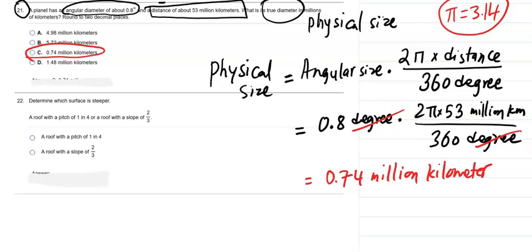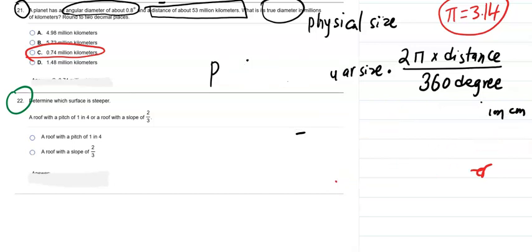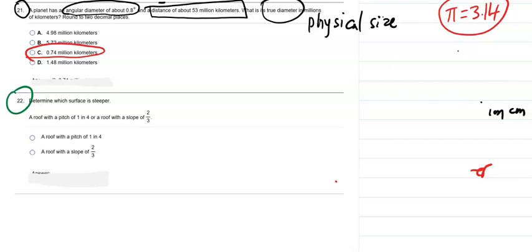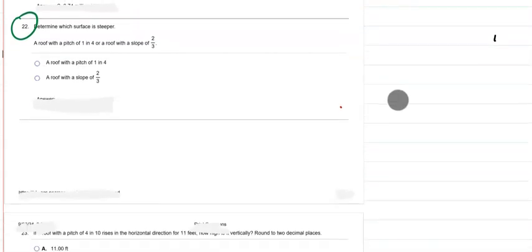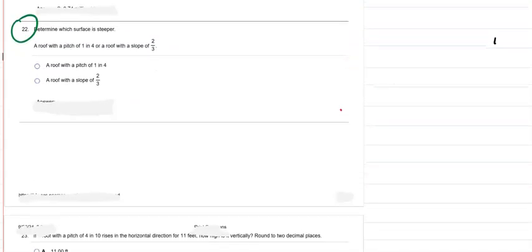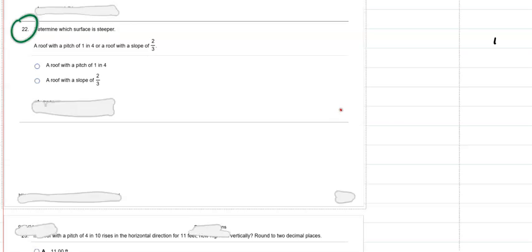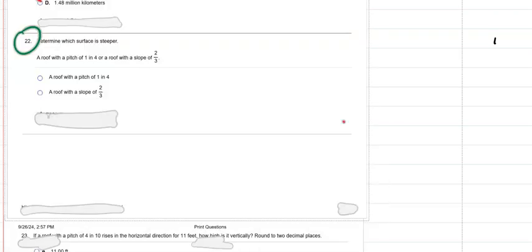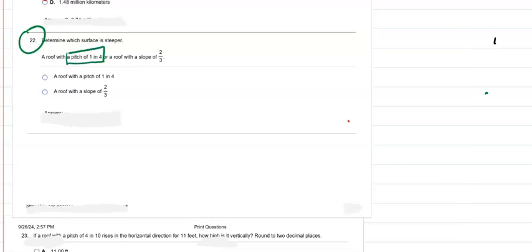Okay, question number 22. So I'm going to erase this one here. Question number 22 is about comparing two surfaces and asking which surface is steeper. There are two surfaces, both roofs. One has a pitch of 1 in 4, and the other roof has a slope of 2/3.